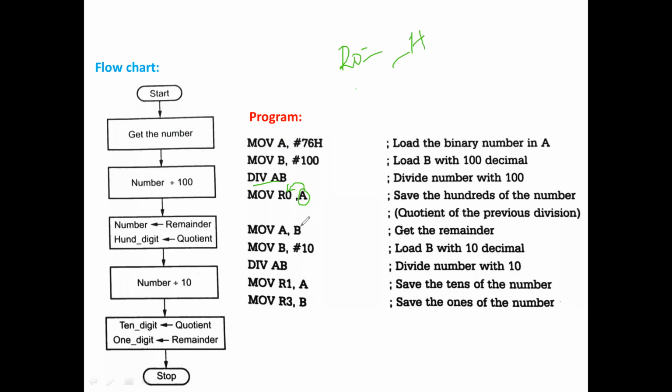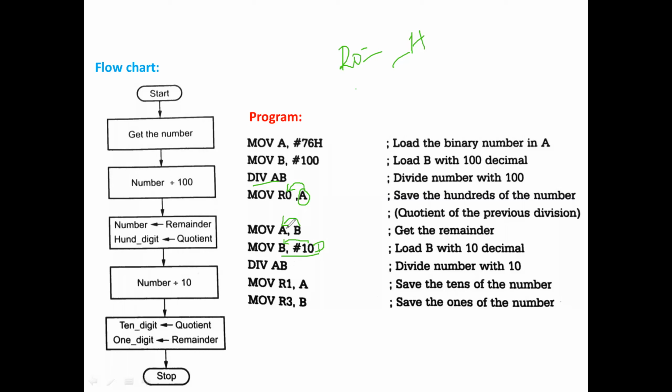Then the remainder we push into the accumulator, because for the second division I'm going to take the second data in the B register, that is the second division value, 10. Decimal 10. If you have not mentioned H or B, then it is a decimal value. So now 10 is moved to B. So A divided by B.